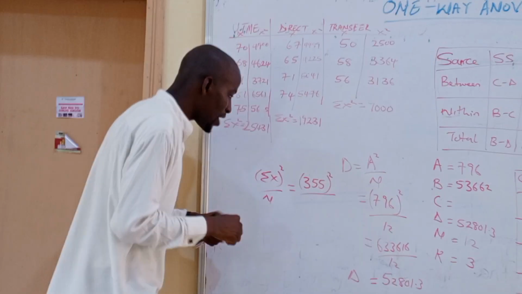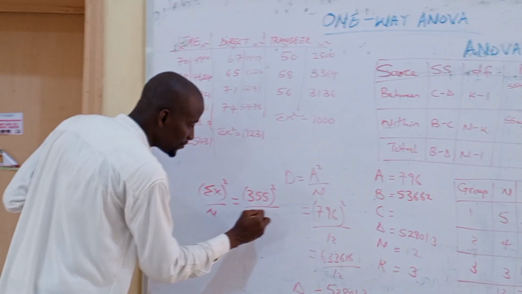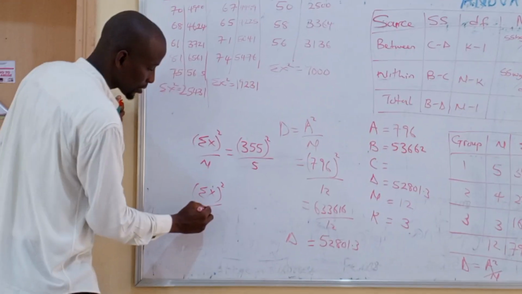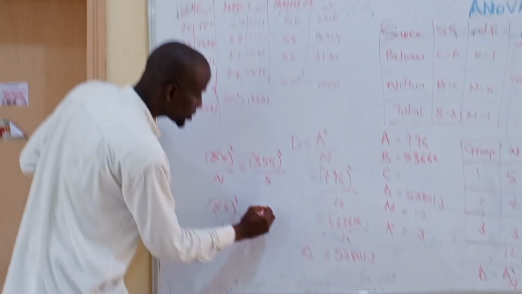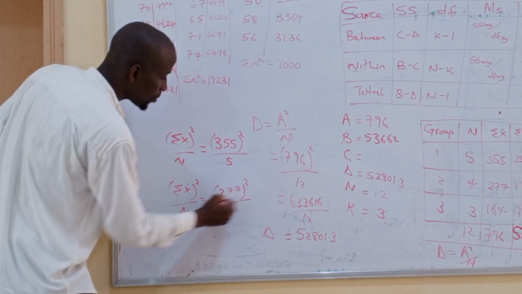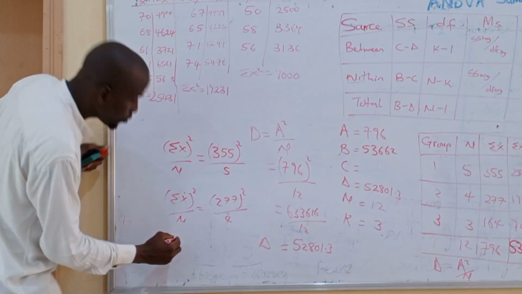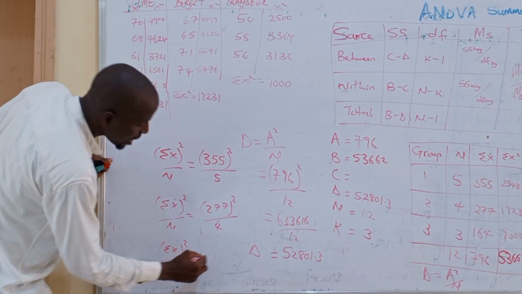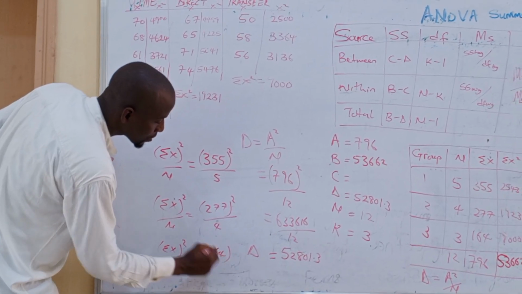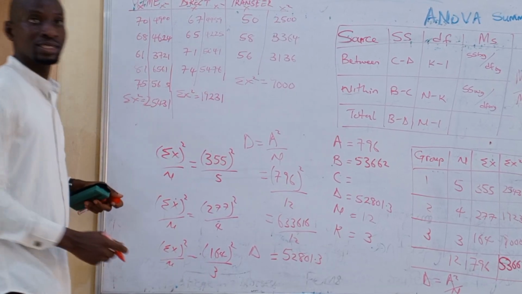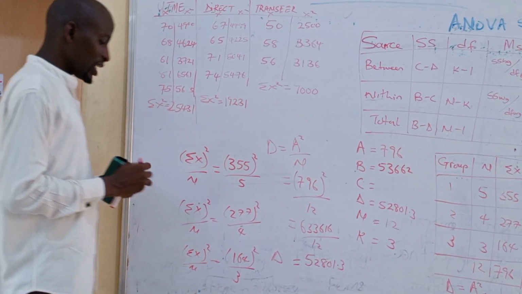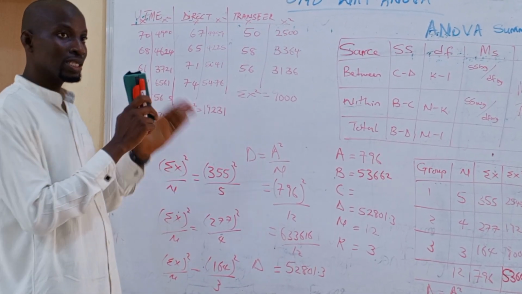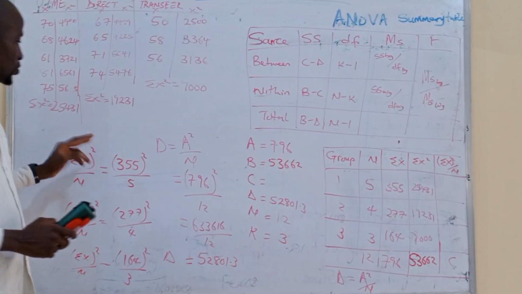So here now we are going to have 355 squared over 5. The second one will be 277 squared over 4. The third one will be 164 squared over 3. Take note of that. Most times people go and use the grand n. Rather, it is not the grand n, it is the individual group n.